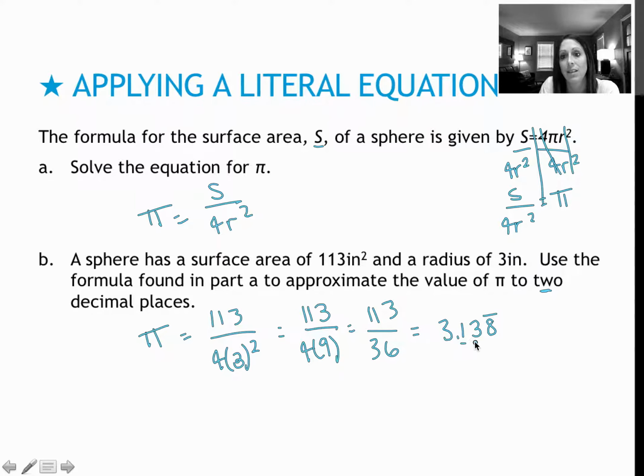Remember, it's tenths and hundredths. So this 8 being greater than 5 says you need to round this 3 up. So my answer is 3.14. So pi approximately equals 3.14, which we already knew because that's what we just used in our last question.